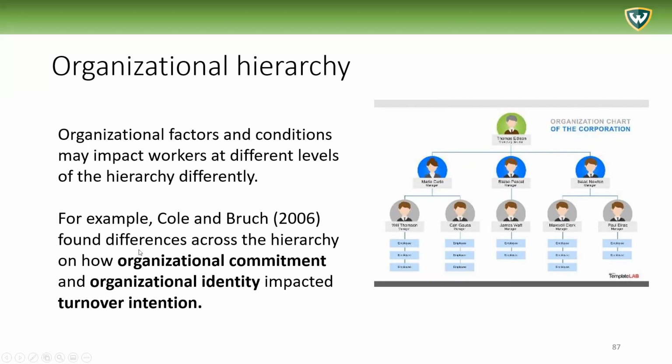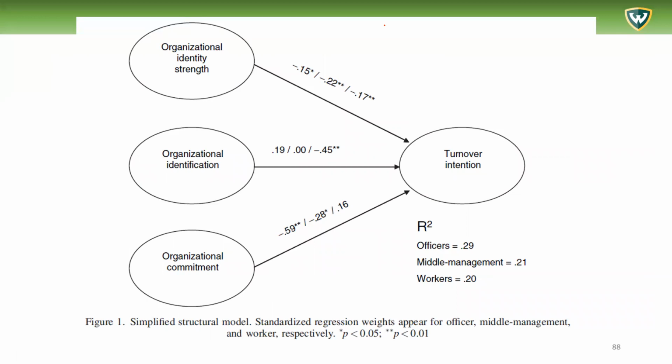So for example, Coe and Bruch found differences across the hierarchy on how organizational commitment and organizational identity impacted turnover intention, which is the intention to leave the organization. And here we actually have a summary of the results, and I'll go over and explain what this means. So what they find is that organizational identity strength was, the negative here means negatively related to turnover intention. And the asterisk means it's statistically significant, so we can rely on the results here to be true in other contexts, not just in this study. So the more organizational identity, the less turnover intention, which makes sense. And that also applied for all the officers, the higher level officers, the middle managers, and the lower level workers.